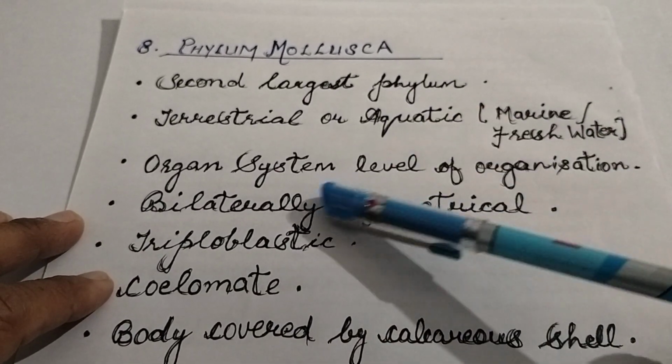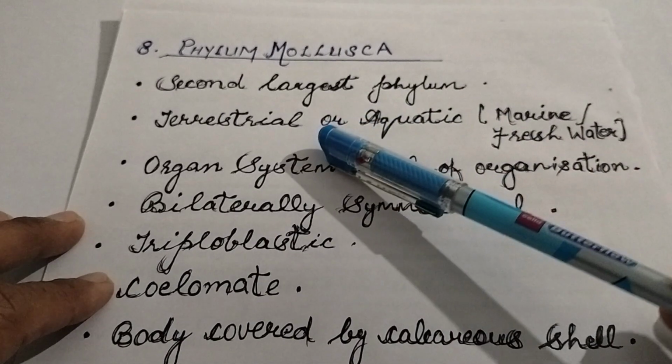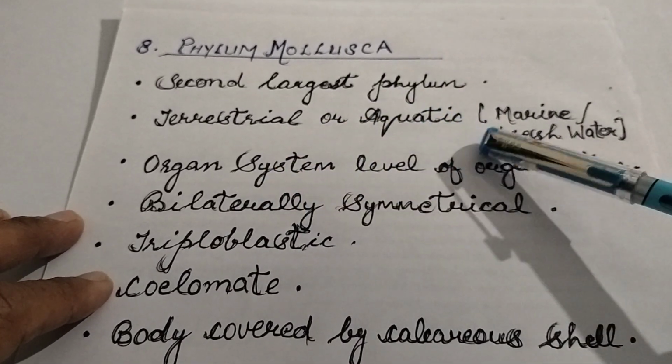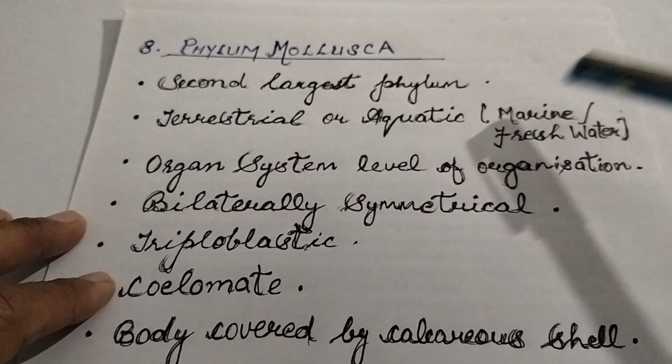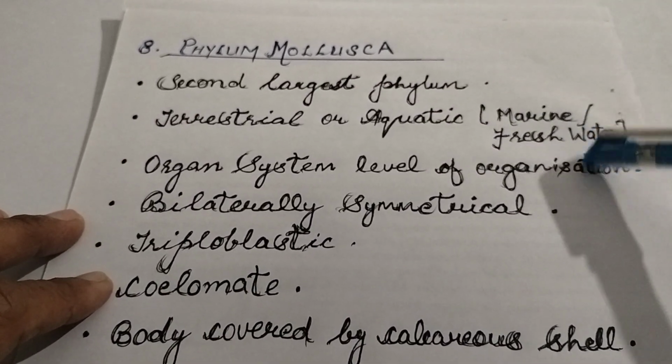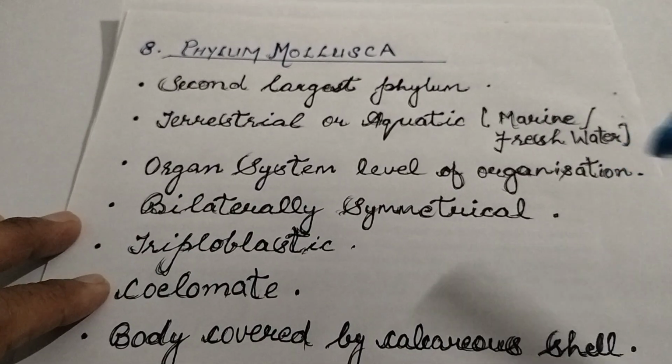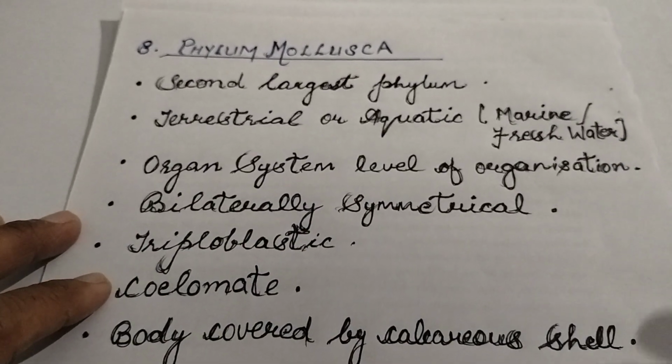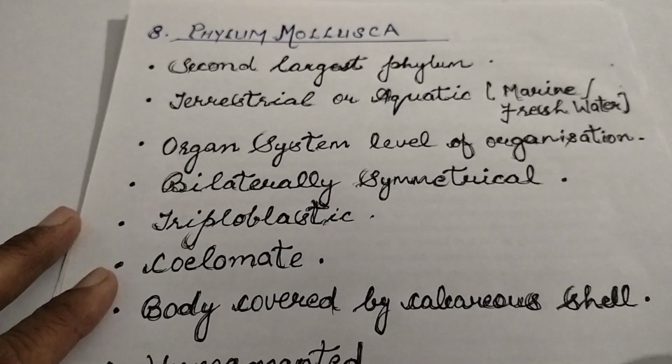They may be terrestrial or aquatic. They may be found on land as well as in water. And when aquatic, they may be marine or freshwater. Means they are found both in ponds, rivers, lakes as well as the sea, both in freshwater and salty water, which are called marine.